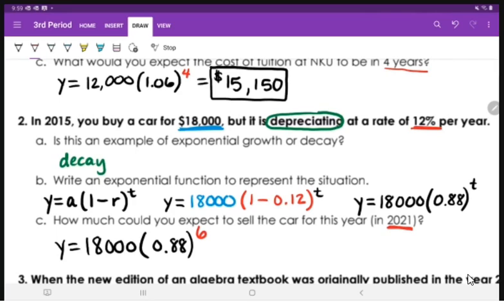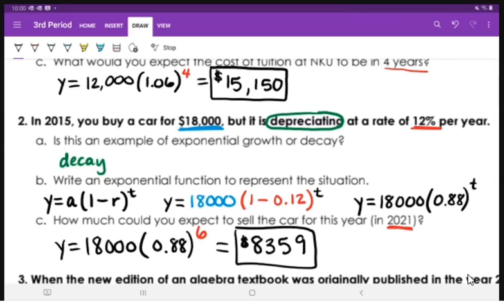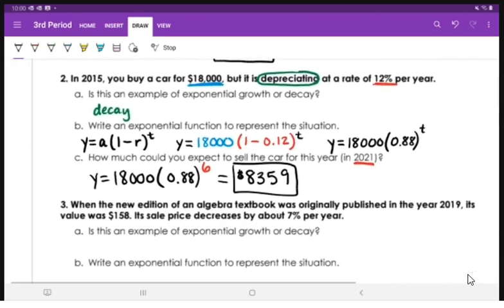Grab your calculator, plug that in. You should have gotten about $8,359. If you got something different, you're using the calculator wrong, and we need to figure out what the problem is. So compare your answer to mine and make sure we got the same thing. Does anybody have any questions about how we should be plugging these into our calculator? All right, let's move on to the next problem then.